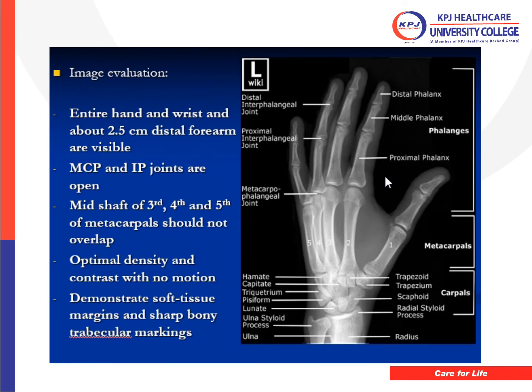So the center itself. Indicating no motion, just enough to include this. The entire hand and wrist with about 2.5 cm of distal forearm are visible. We'll include the joints. Remember to include the joints.